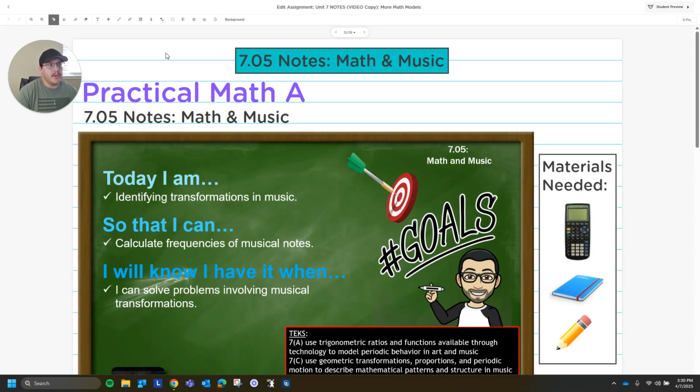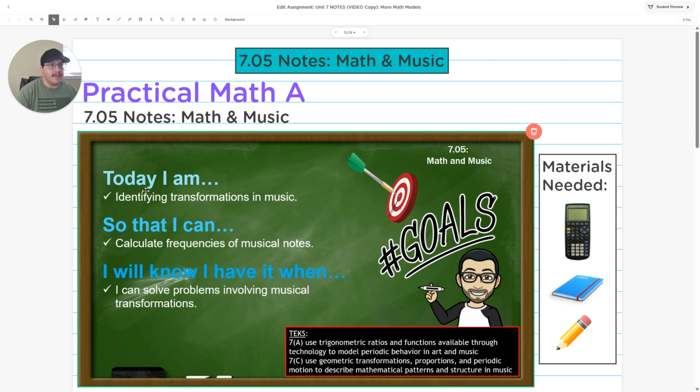This is section 7.05 of the Unit 5 Notes, Math and Music. Today I am, as in you are the student, identifying transformations in music so that I can calculate frequencies of musical notes. I will know I have it when I can solve problems involving musical transformations.